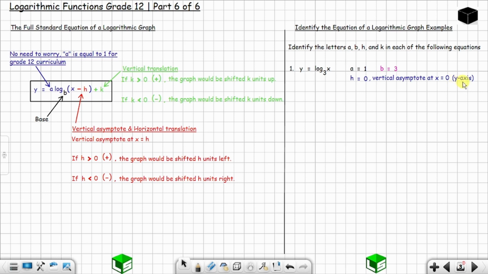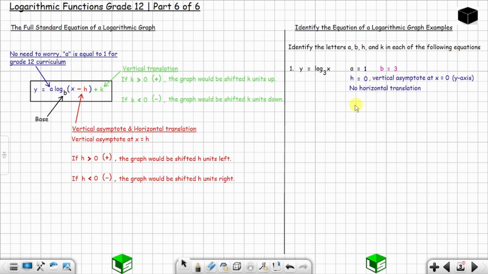So in this case, the y-axis acts as the vertical asymptote. And again, there is no horizontal translation. So the graph did not move to the left or to the right. There is no horizontal translation because h is equal to 0.